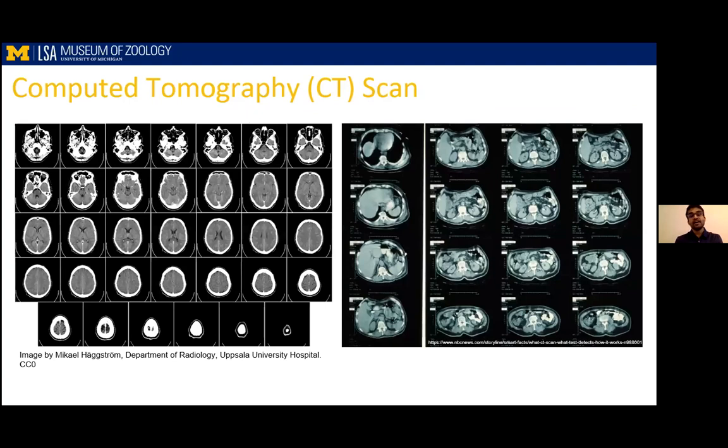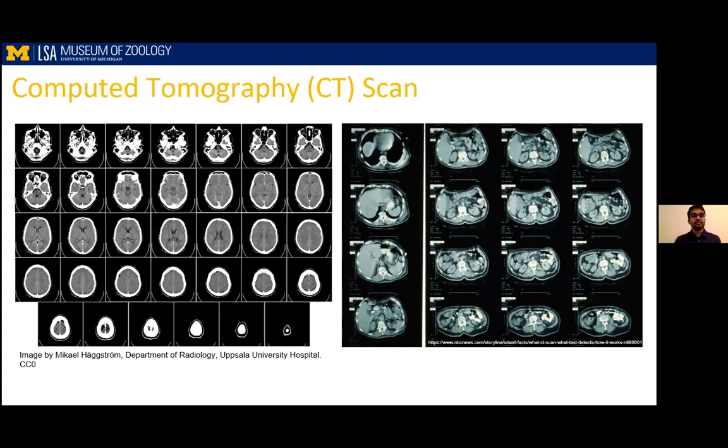Now, if you have had a CT scan in the past and your doctor has shown you those scans, you might see something that looks like the images on screen right now. On the left, we have a series of tomograms, those cross-sectional images of a head. And on the right, we have another set of tomograms of an abdomen of an individual. So in both cases, these are CT scans.